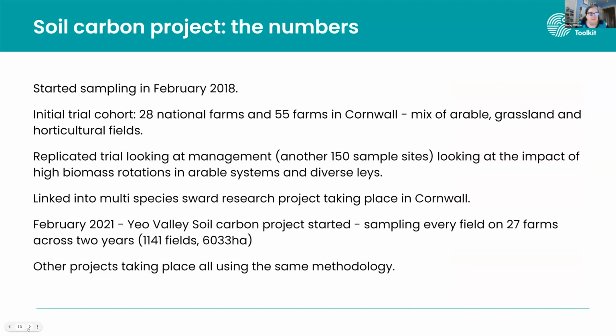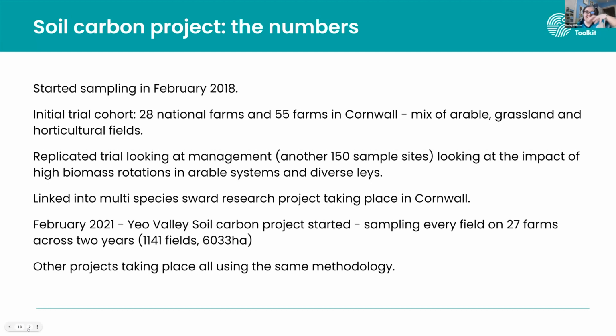So what have we done in terms of our numbers? As I say, we started sampling for this project at the beginning of 2018. The initial cohort of farms that we took through it was 28 farms nationally, our first pilot group. We then managed to expand the project due to some funding that we were able to access in Cornwall. So we had another 55 that joined in the southwest, and that gave us a mix of arable, grassland, and horticultural fields that we could start to use as a baseline. Those farms have been sampled every year for the first 5 years of that project.